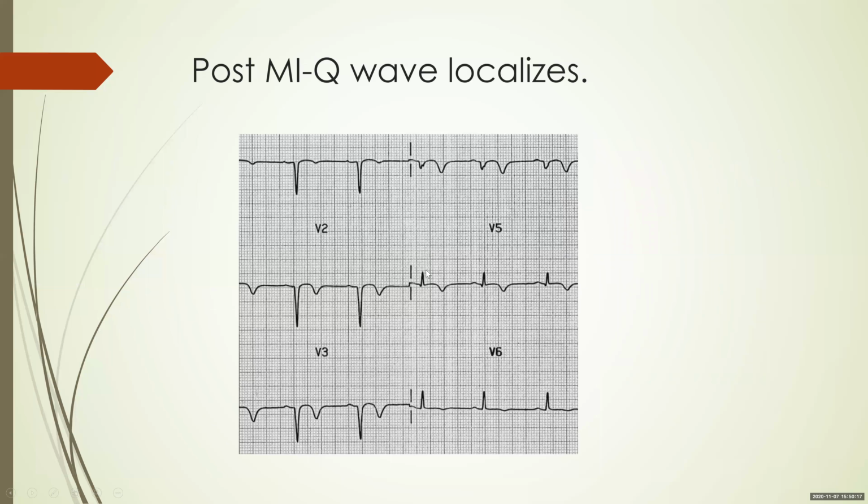So again, post MI also you can see T wave inversions in V1 to V6, and we can say this is an old anterior wall MI, but actually it is the pathological Q wave which localizes. You can see QS complexes in V1 to V4. So in this case, you can see it is the Q wave which localizes, not the T inversion.